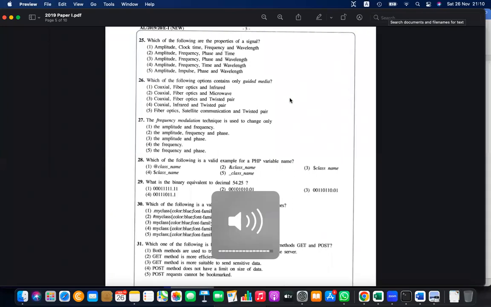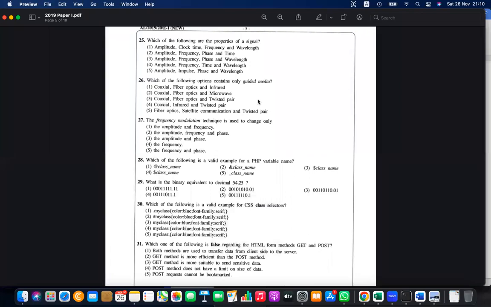Few more questions on the board. Which of the following are properties of a signal? Signal is a way of transmitting data from one place to another place. Data at rest is data and information. Data in transit is a signal.